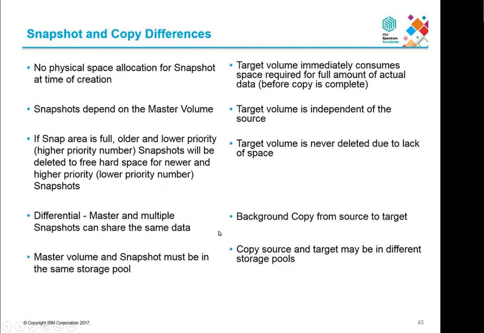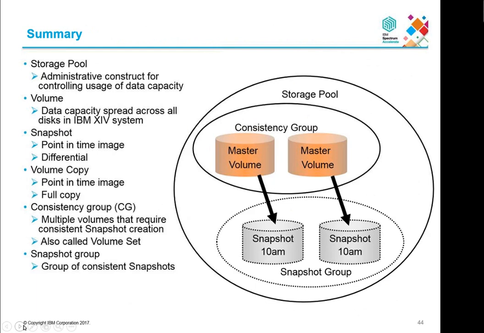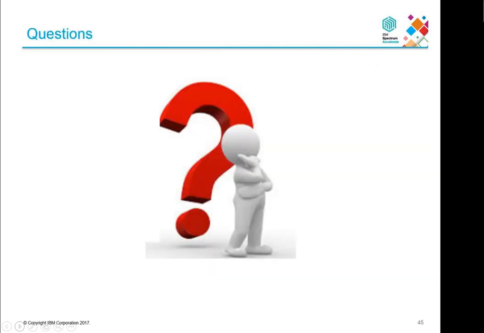It's a background copy from the source to the target, and they can be different pools, whereas the master and the snap have to be in the same pool. And I'm hustling because I just looked at the clock and I'm about out of time, so I'll leave the summary there.